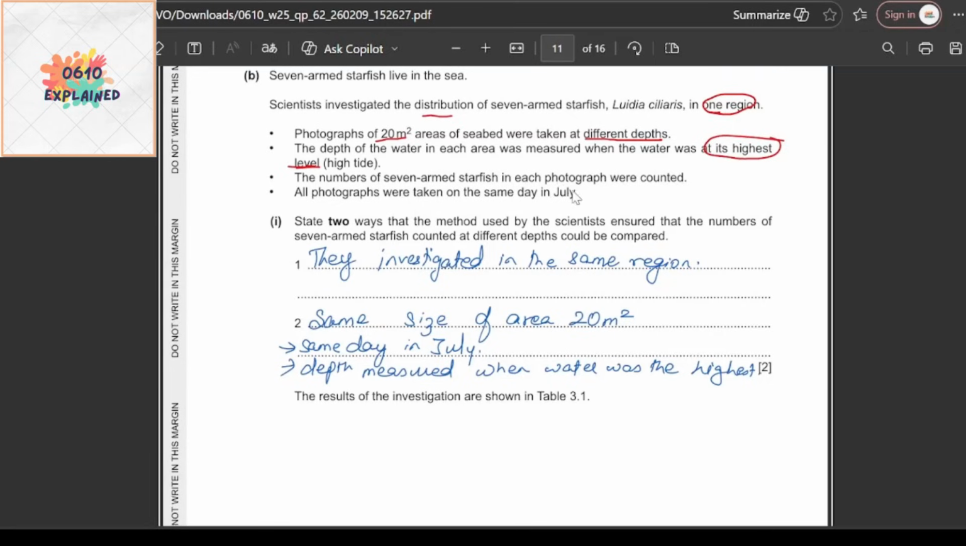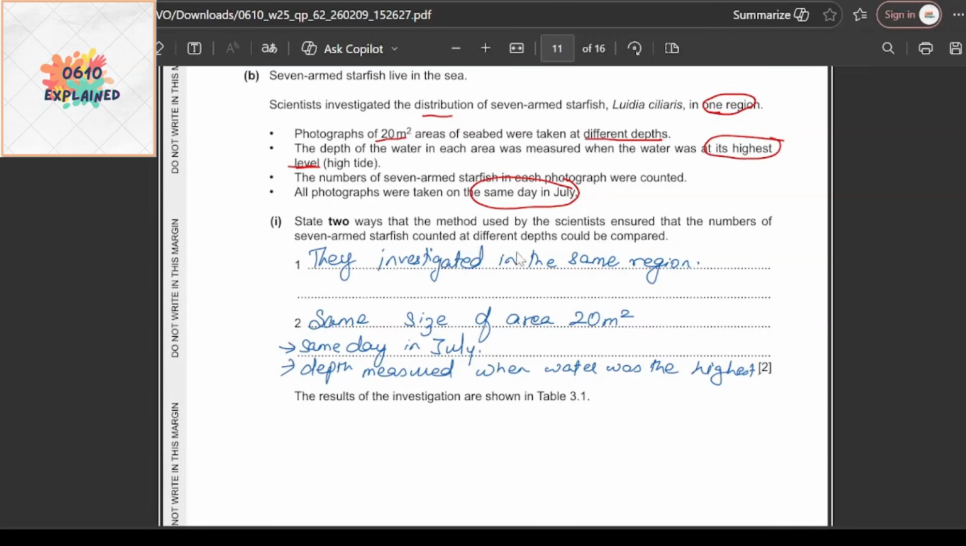All photographs were taken on the same day in July, so that there is no seasonal variation, time of the day, like hot water, cold water, etc. Nothing was going to change the number of the starfish that were found. So they had kept quite a few constant variables, things that could not affect the final results. State two ways that the method used by the scientists ensured that the number of seven-armed starfish counted at different depths could be compared.